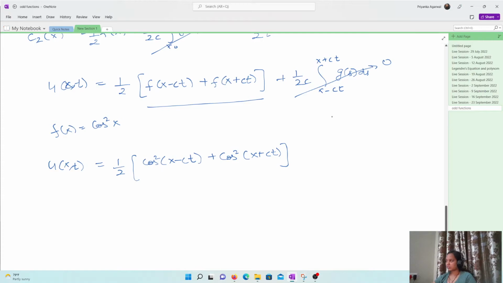Now we know that cos 2x can be written as 2 cos square x minus 1, right? We can use this then. Cos square x can be written as 1 plus cos 2x by 2.